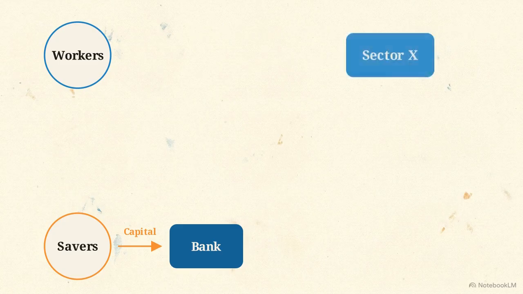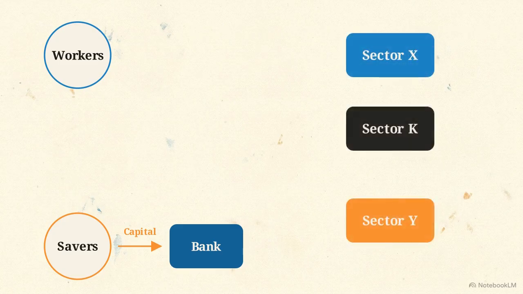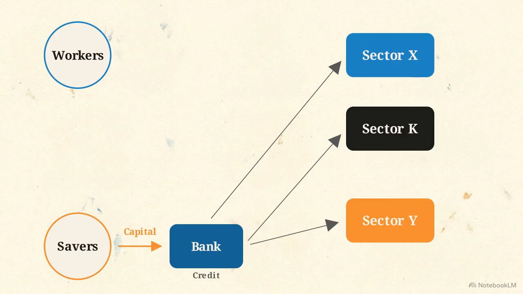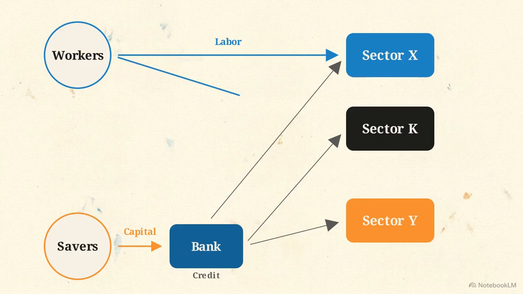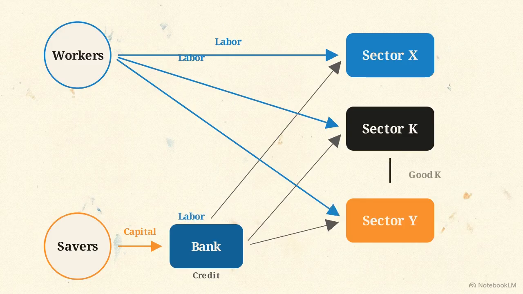The production side of the economy is divided into three interconnected sectors, labeled X, Y, and K. Sector X represents a simple consumer good. It requires only one input to produce: labor. Sector K is an intermediate capital good. Like Sector X, it is produced using only labor. Sector Y is a complex consumer good. It requires a specific combination of inputs, both labor and the intermediate capital good, K.